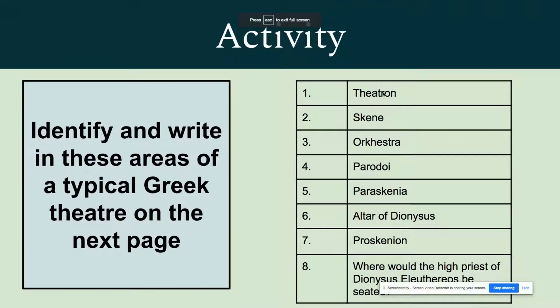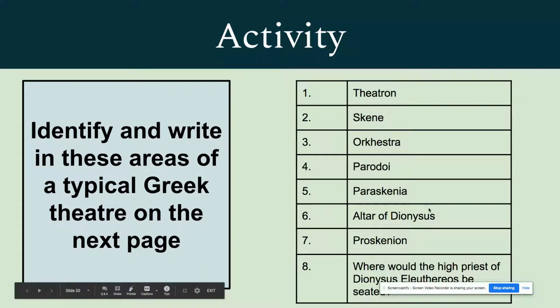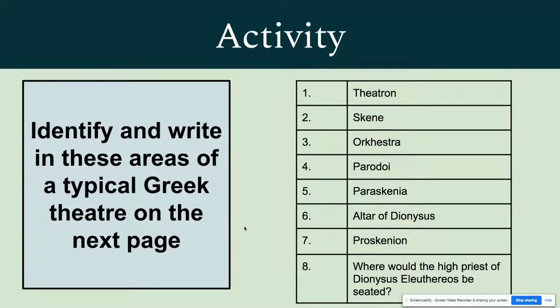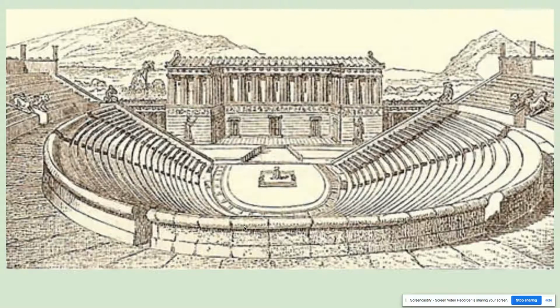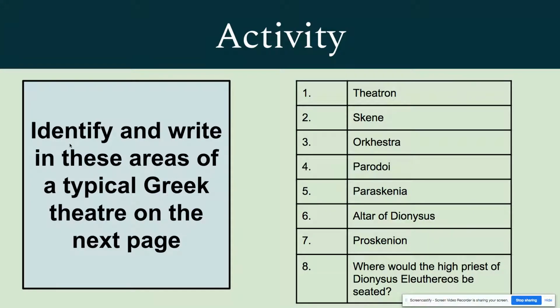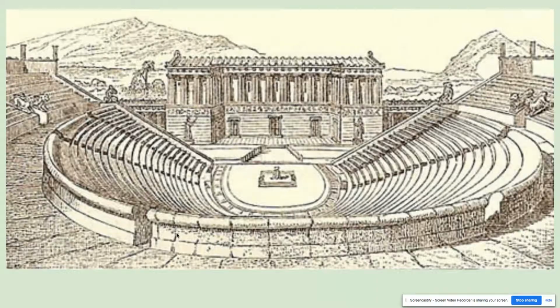And then it says, look, here are these 7 parts of the theater. And then it asks you a question on the 8th one. Sorry, let me move this. Okay. So then I go to this part right here, and I want to label, because what did it say? It says identify and write in these areas of a typical Greek theater on the next page. So here's the next page.